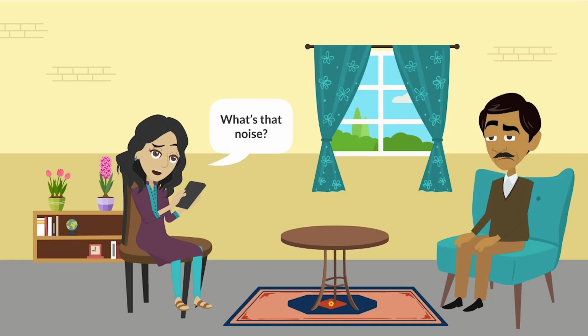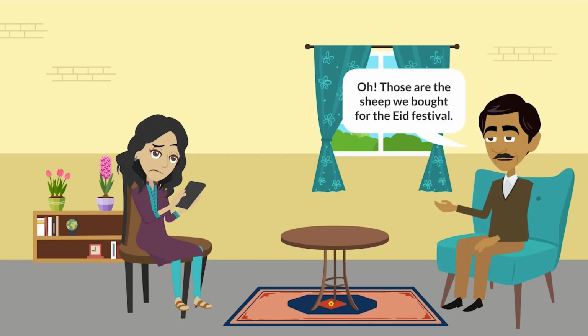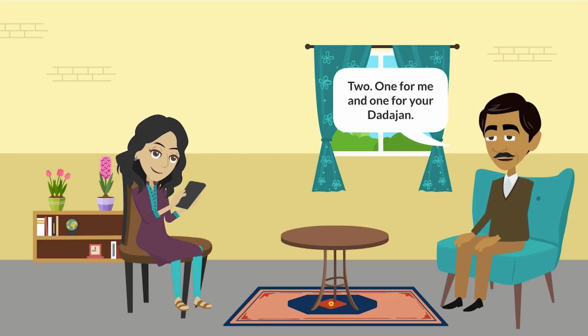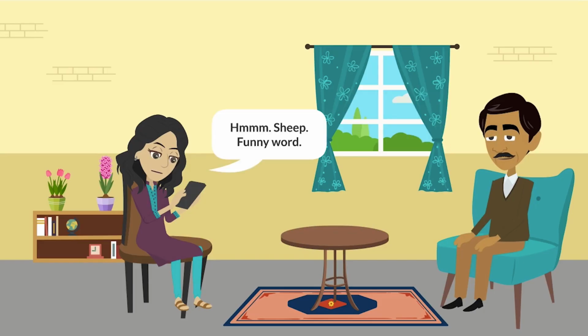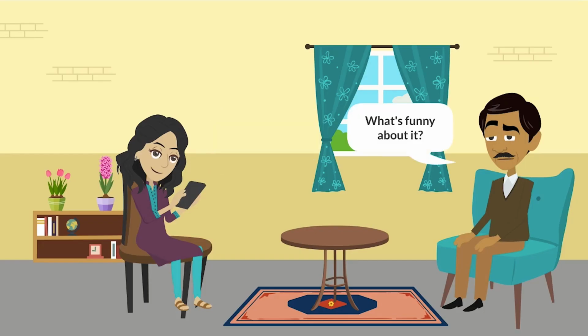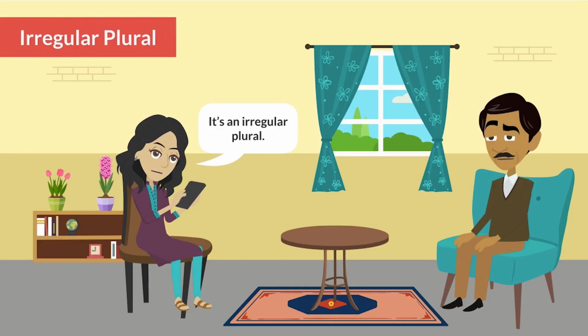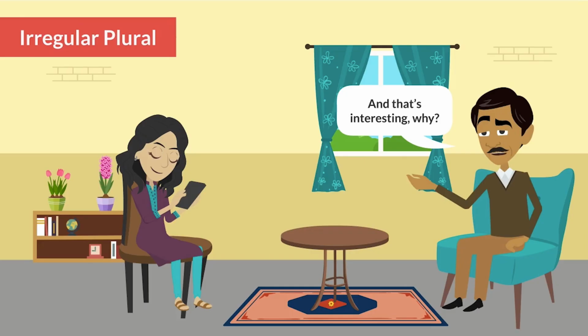What's that noise? Oh, those are the sheep we bought for the Eid festival. How many are there? Two. One for me and one for your Dada Jan. Sheep. Funny word. What's funny about it? It's an irregular plural. And that's interesting why?